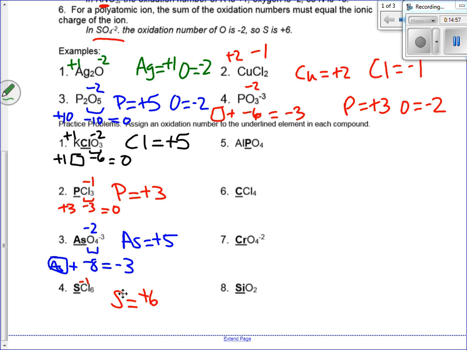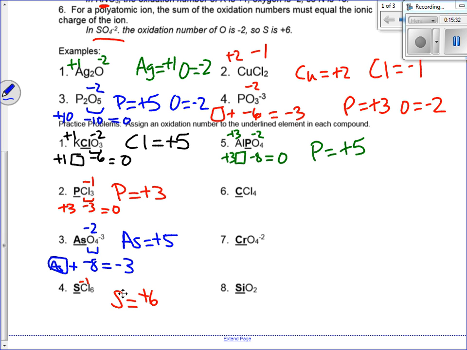How about for aluminum phosphate? What charge is on the oxygen? Oxygen's always a what? -2. And the aluminum, it only has one fixed charge. What's its charge? What's aluminum? +3. So the -2 times 4 gives us -8. This one's a +3. What does our phosphorus have to be in order to equal 0? Phosphorus has to be a +5 in this case.